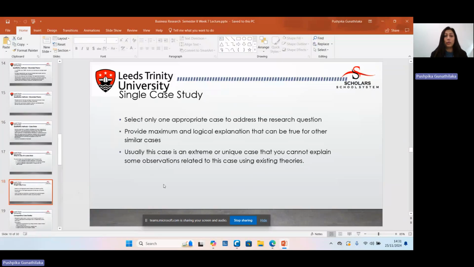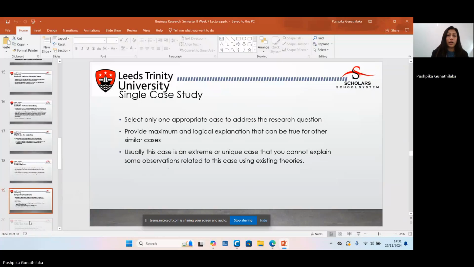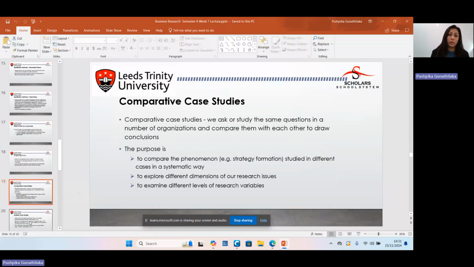In single case study, you select one context, one case, one place, one company. Then you're trying to understand your phenomenon, you're trying to explore, you're trying to conduct your study in that one place to find out your answers. Usually, this case is an extreme or unique case that you cannot explain some observations related to using existing theories. You're trying to understand certain things that may be related to existing theories in that one place.